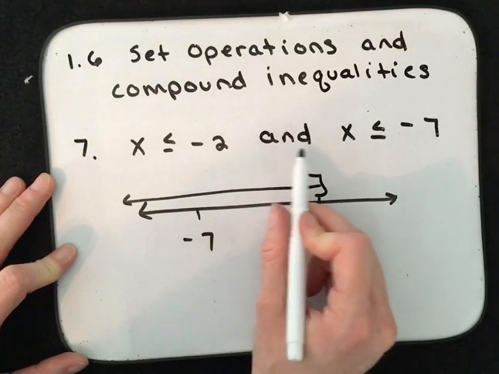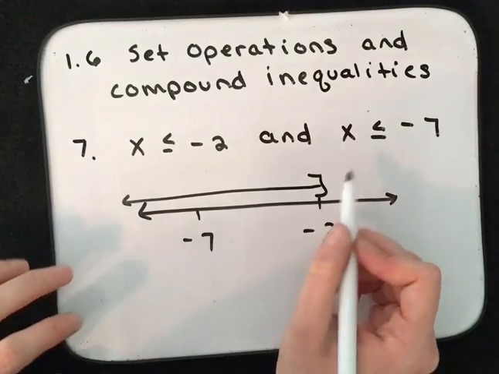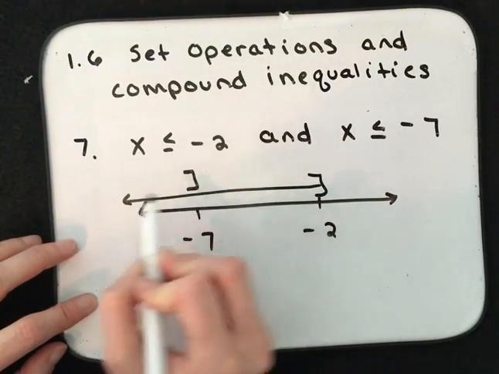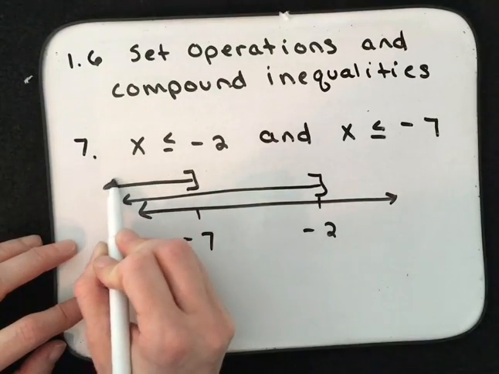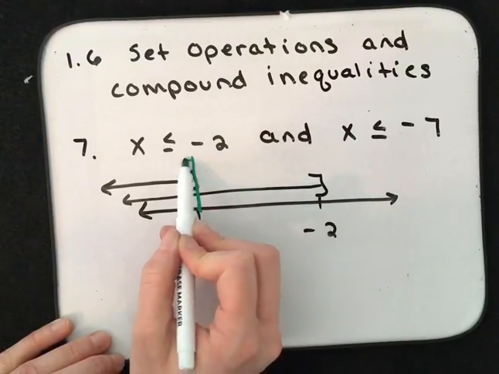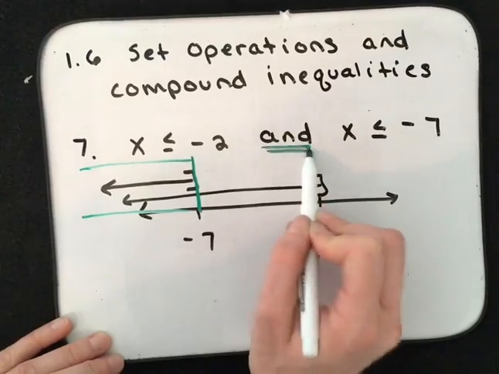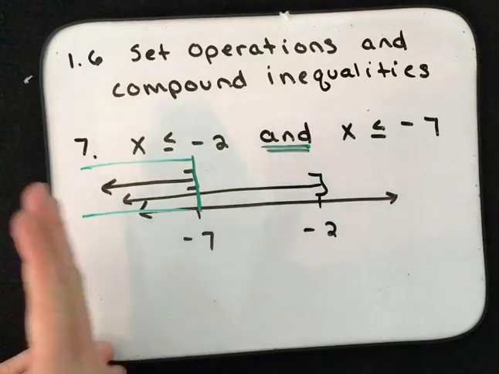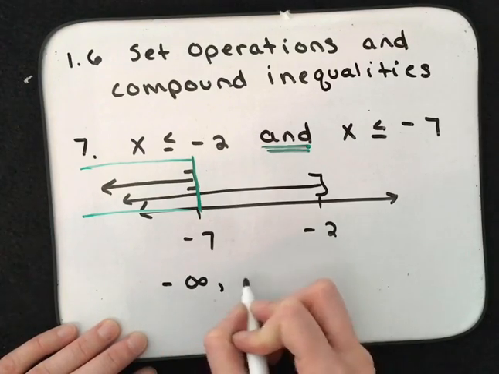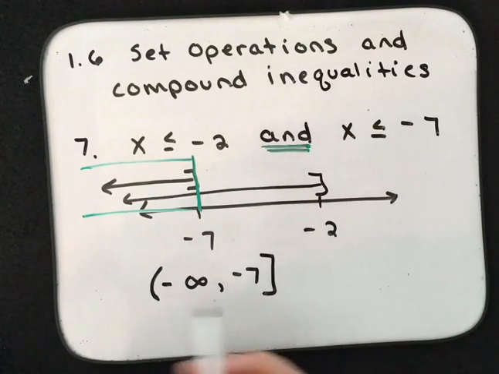Now this time it says and. So we need and x is less than or equal to negative 7. So here's my negative 7. Here's my less than or equal to negative 7. Do you see how this part right here is where they start overlapping? So because it says and, that means my solution range is going to be this piece. So that would look like negative infinity all the way up to negative 7. I can use negative 7, so we'll have our bracket.